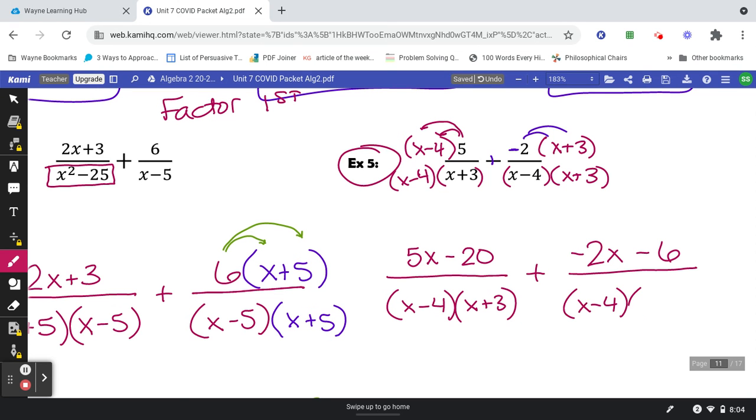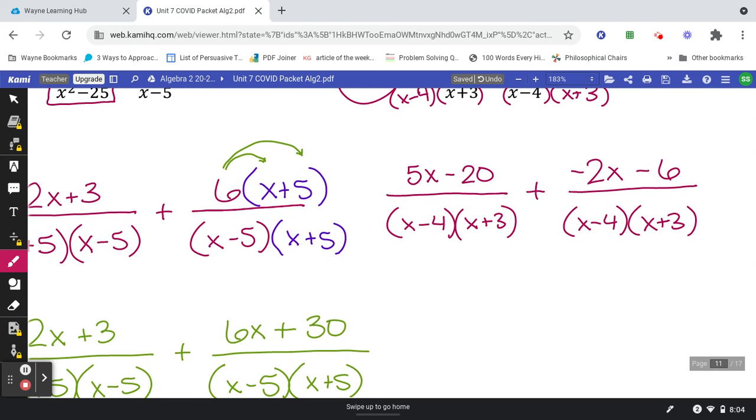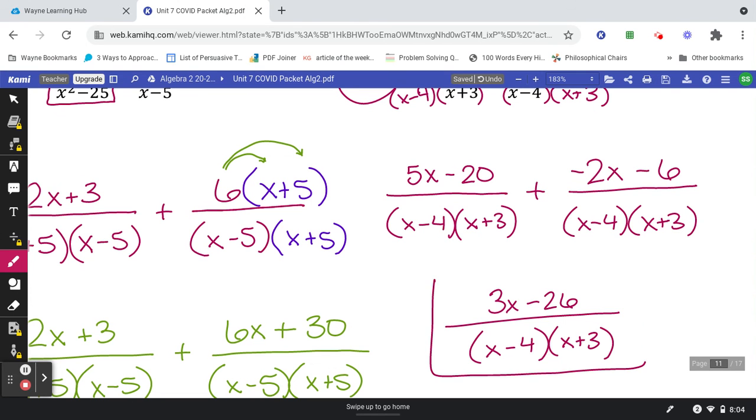Denominator is the same. Those are still matching. And then we can combine like terms. 5x plus negative 2x is 3x. Negative 20 plus negative 6 is negative 26. The denominator just stays the same, x minus 4 and x plus 3. And there's your final answer.